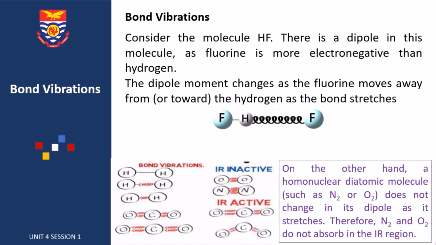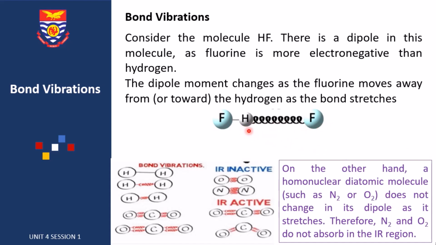So if you consider a typical example, the molecule HF. In HF, you know that fluorine is highly electronegative compared to hydrogen. So obviously the dipole moment changes as the fluorine moves away from and towards the hydrogen, leading to bond stretching, right? Now, if you consider a molecule like nitrogen gas and oxygen gas, these do not absorb in the IR region because there's no dipole moment change that leads to any stretching, right?